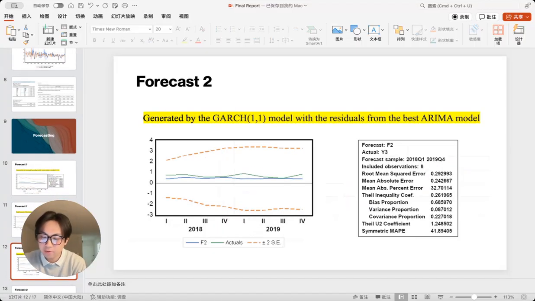And the second forecast is generated by the GARCH11 model with residuals from the best ARIMA model, which is ARIMA 717. And here's the plot of the forecast of the testing period. We can see that the F2 forecast tracks overall GDP levels more closely, but remains too smooth to capture short-term fluctuations. However, with an RMSE of 0.29, which is about 37% of the mean, it represents a clear and meaningful improvement in predictive accuracy over the previous model.